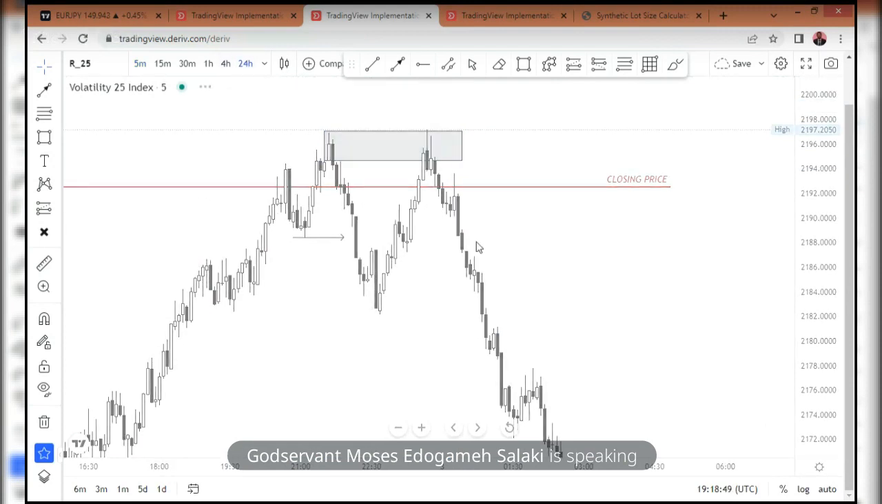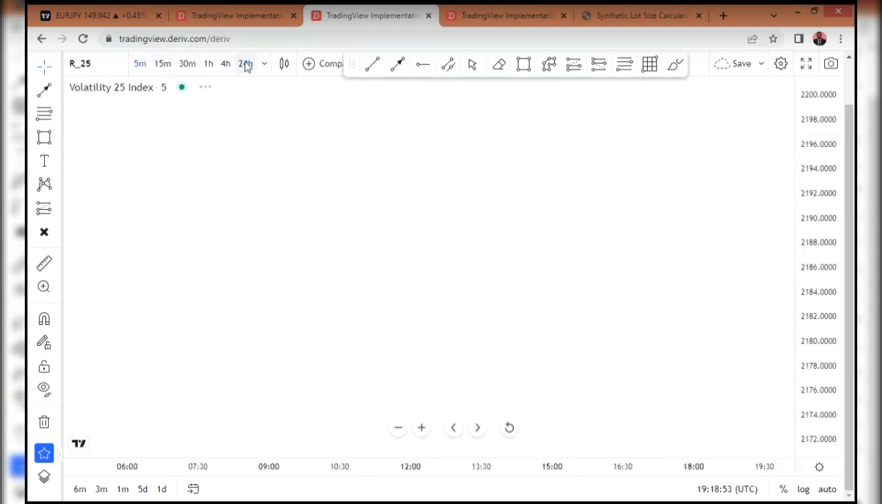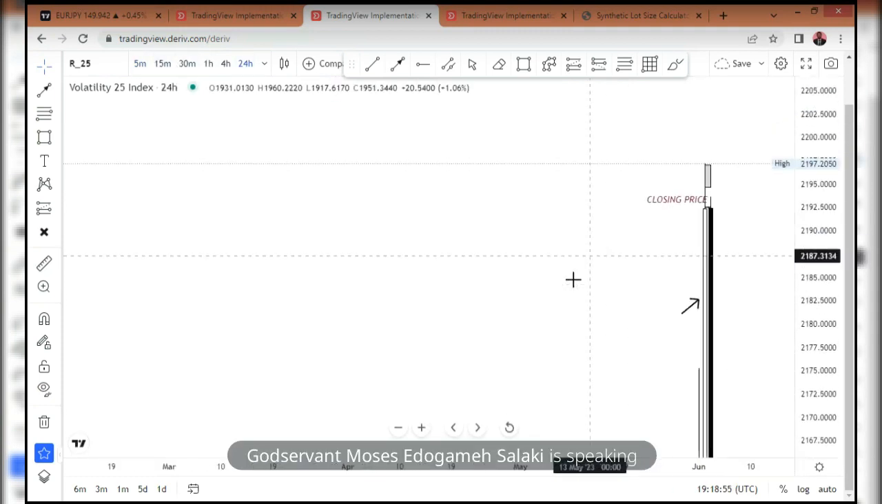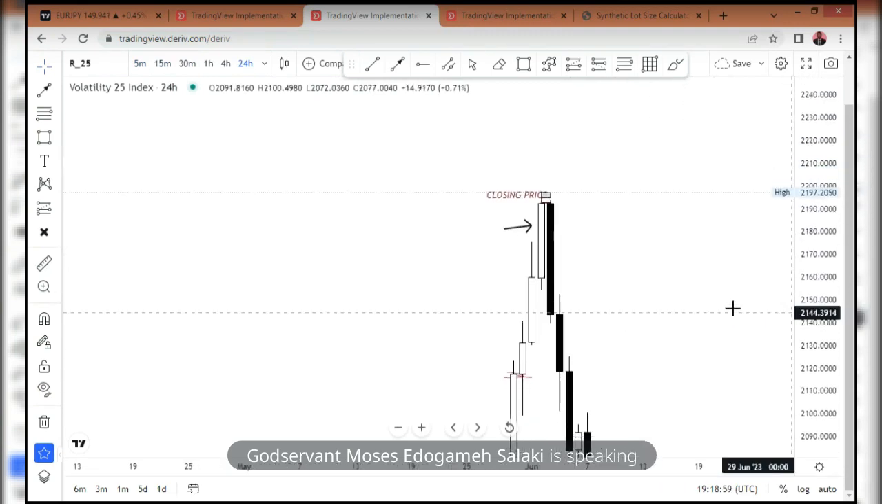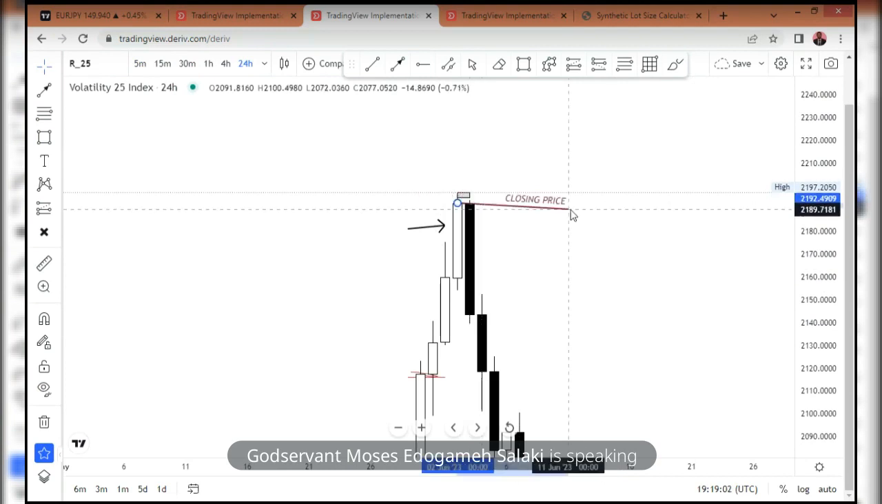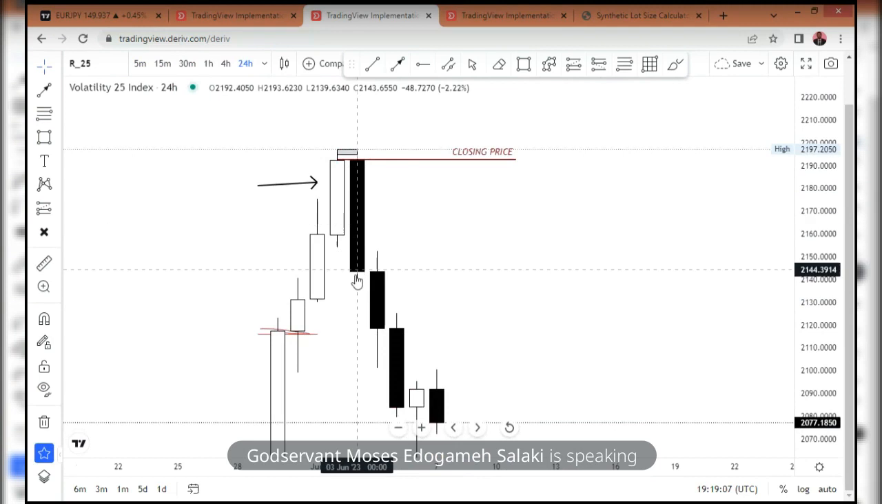Let's consider the next candle. All right, we missed that entry. We didn't get that sell. That's fine. Now this is the next candle. The next candle became bearish.